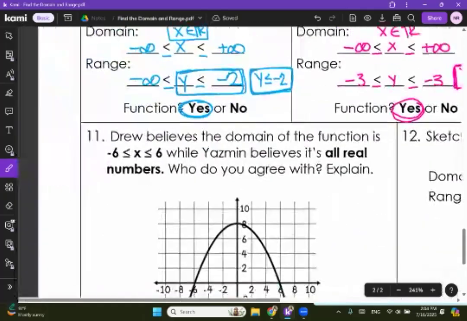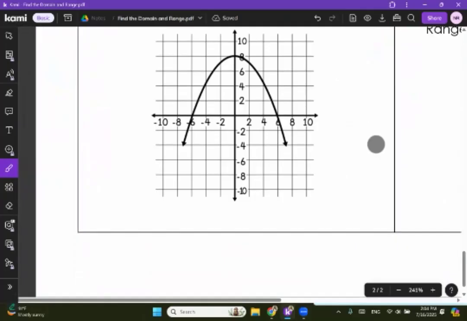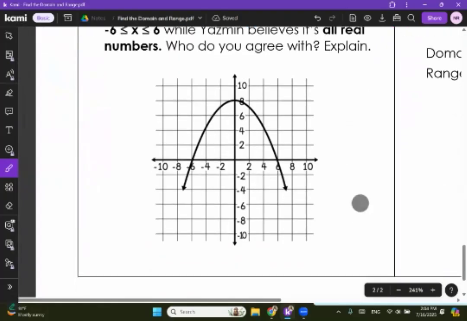Number 11. Drew believes that the domain of the function is -6 less than or equal to x less than or equal to 6, while Yasmin believes it's all real numbers. Who do you agree with? Okay, well, it's very important that we're talking about the domain. Okay, and it has 3 peaks, or it has 2 endpoints with a peak.